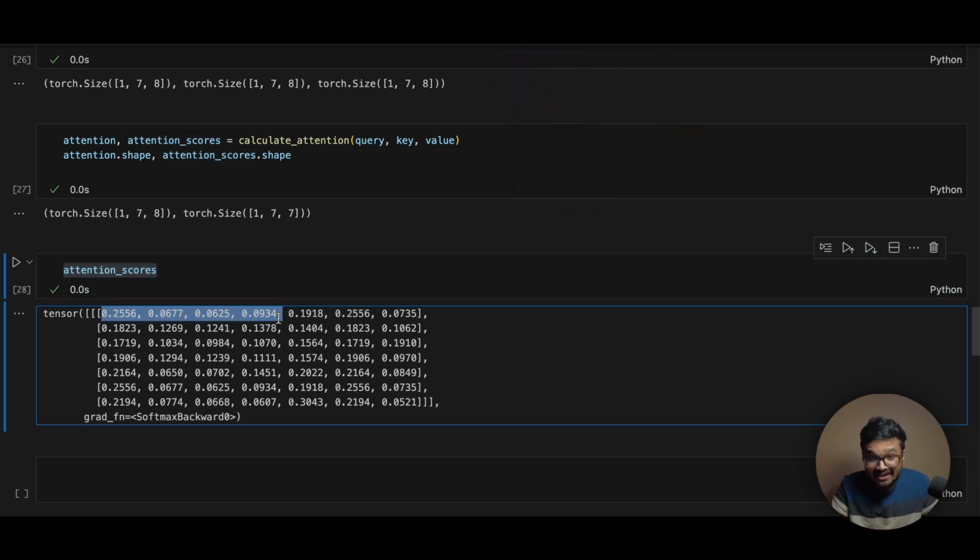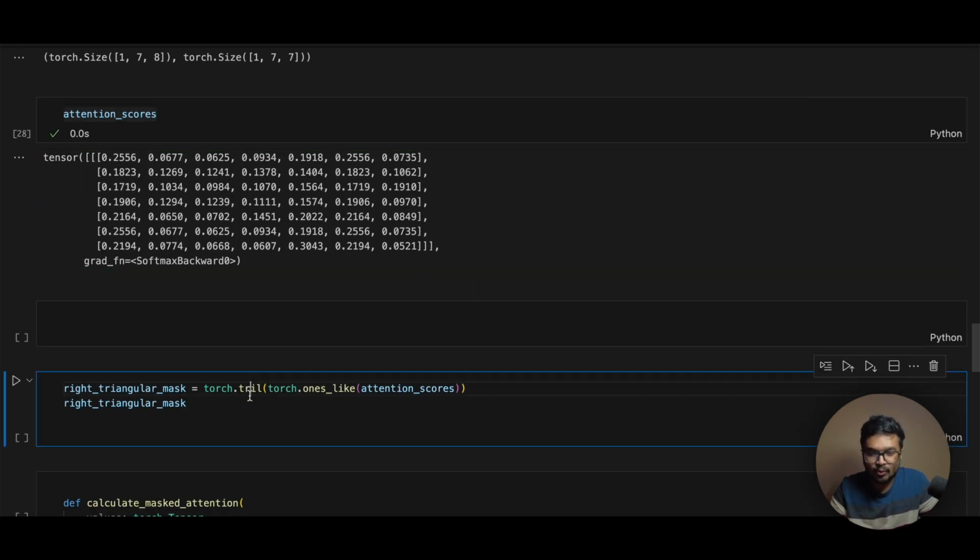But here, we are asking the model to provide attention to every word. So the first word, which is this first value, is providing attention to the first word, the second word, the third word. That's not possible, because when we're going to do inference on this model and generate new words, we won't have access to these words at all.